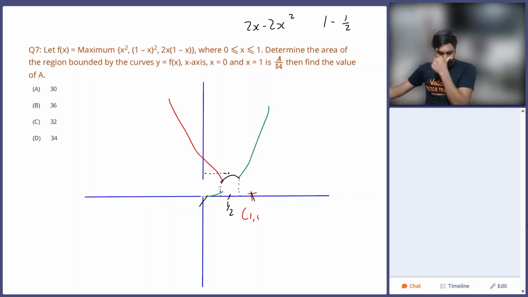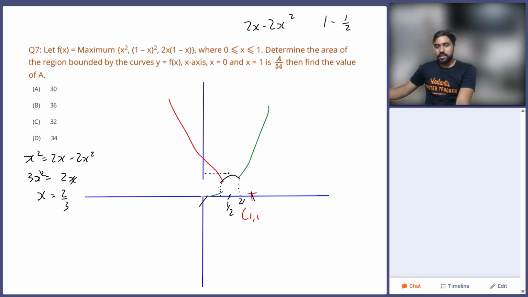So just substitute over here. If you do x square equals 2x minus 2x square, what will you get? You'll get 3x square is equal to 2x, and this will give you x as 2 by 3 over here. So this is 2 by 3, and by symmetry I can say that over here I will get the point 1 by 3. So now we need to find this area over here. This is the overall area in question.